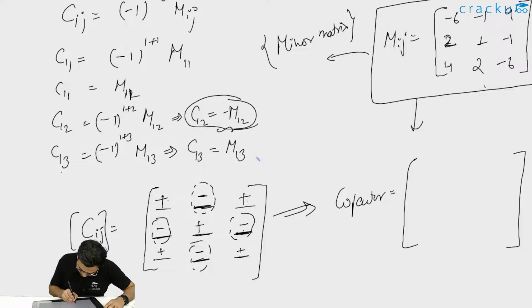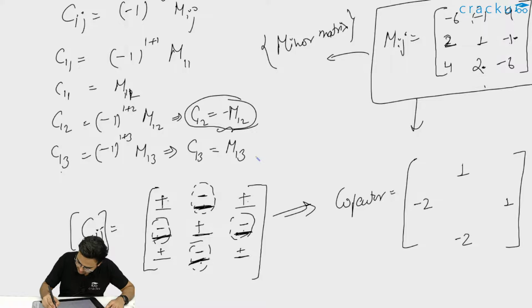So for this M12, M21, M23 and M32 the symbol will change. So what we will do, this minus 1 will become plus 1. This 2 will become minus 2. This minus 1 will become plus 1 and this 2 will become minus 2. As I mentioned, the signs of these elements will be changed.